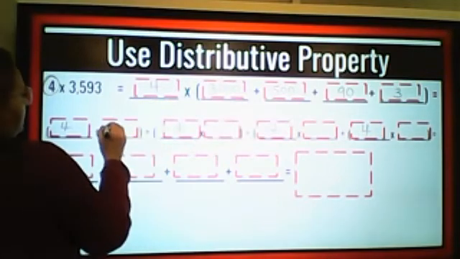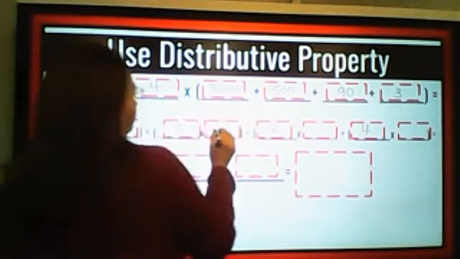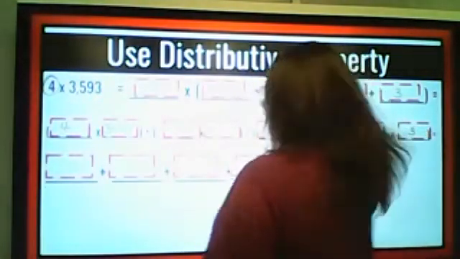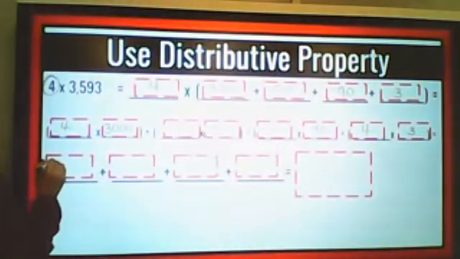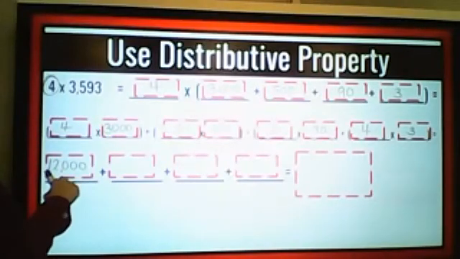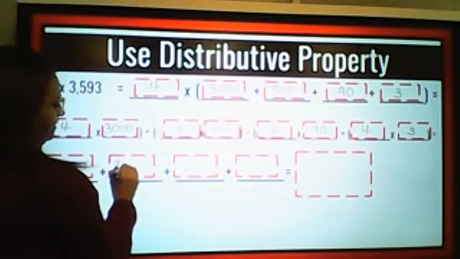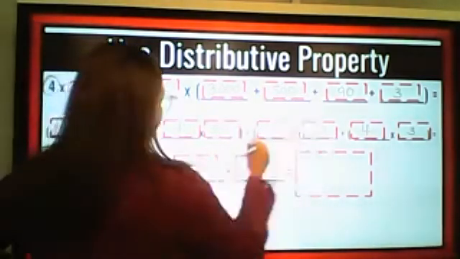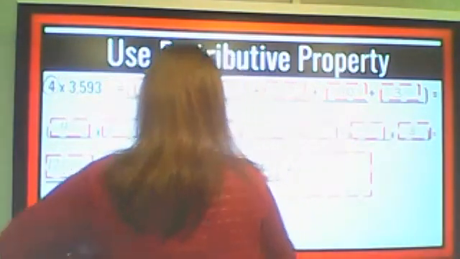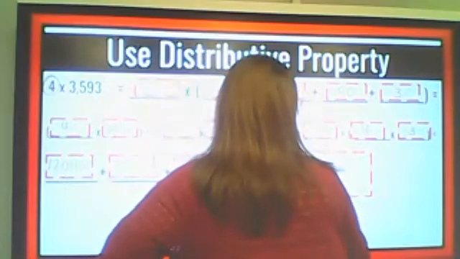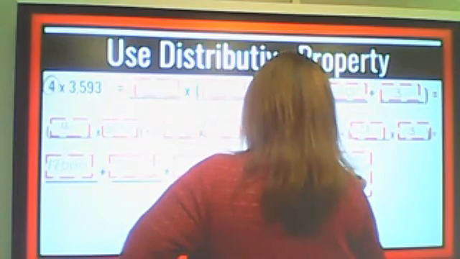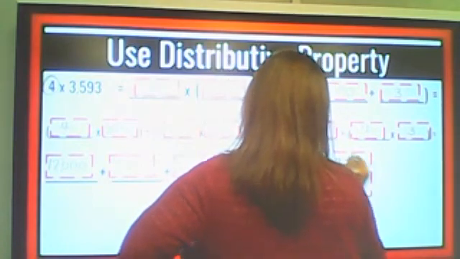Then I multiply 3,000, 500, 90, and 3. So then we have 12,000, just like we had before, because 4 times 3,000 is 12,000. 4 times 500 is 2,000. 4 times 90 was 360. 4 times 3 was 12. And then when we added it up, we got 14,372, I think.